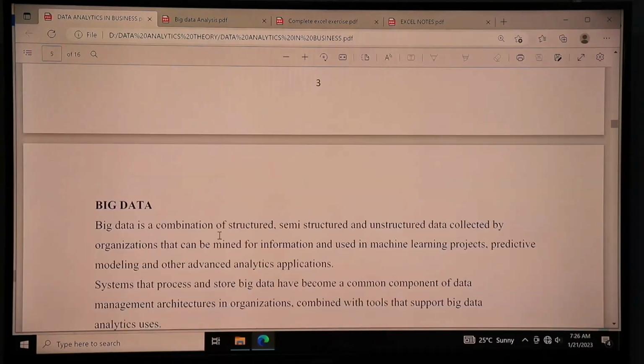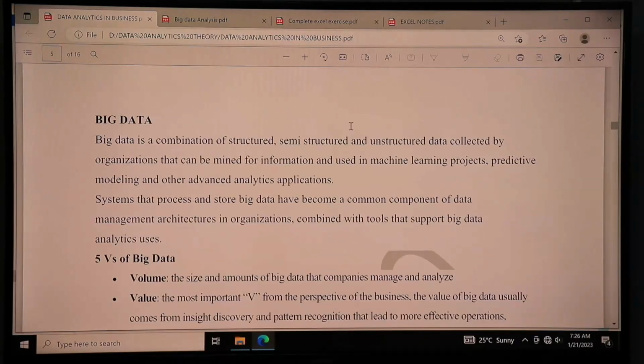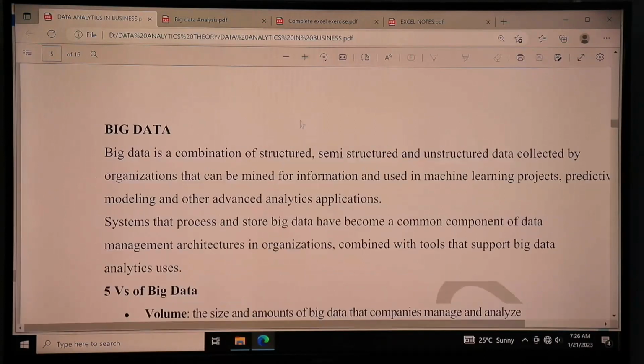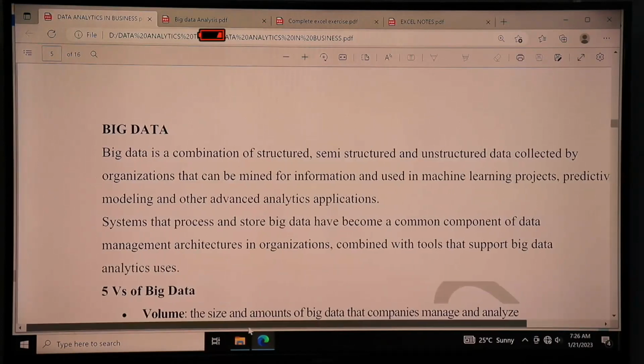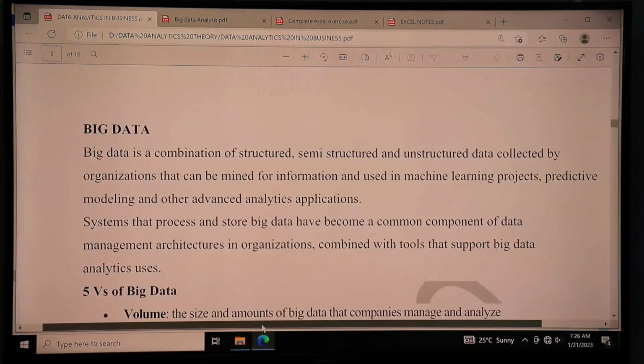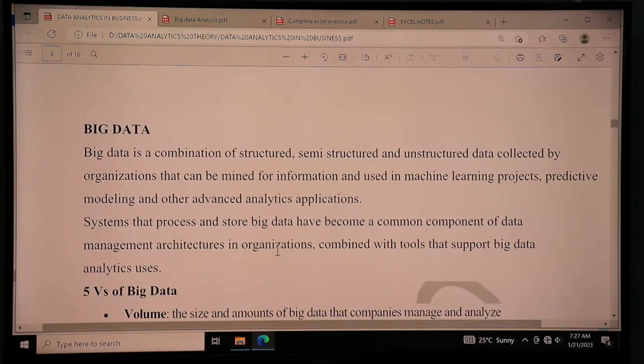So today we are going to look at something we call big data. The concept of big data, we'll practice it practically using Excel, and you'll see what we really mean by big data. As the organization continues with its operations, the volume of data keeps growing day in, day out, and it reaches a time when there is a lot of data involved.